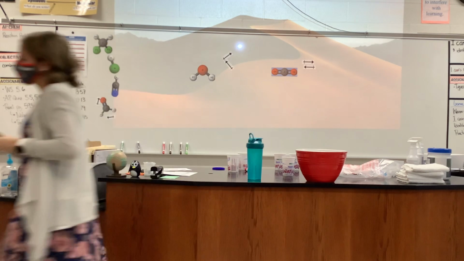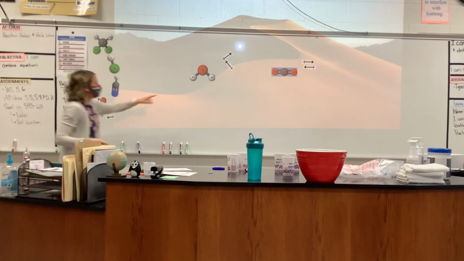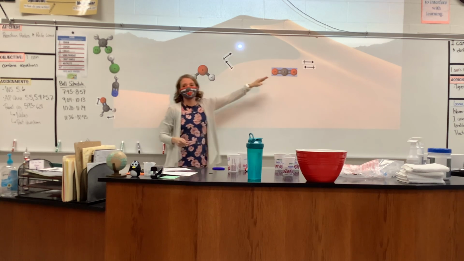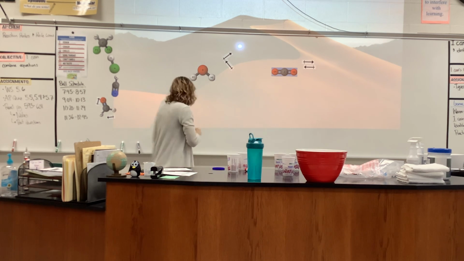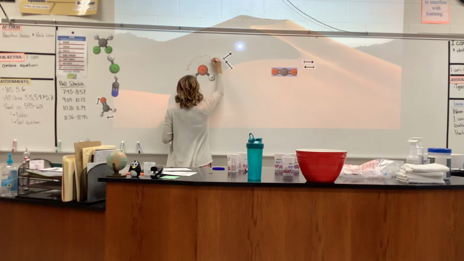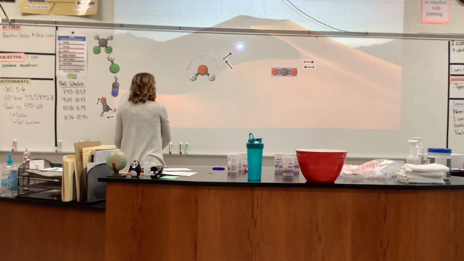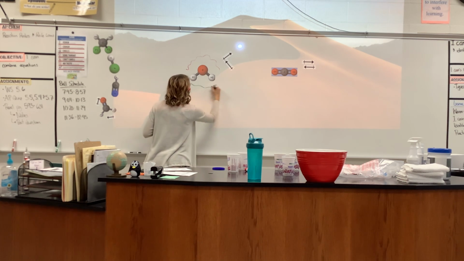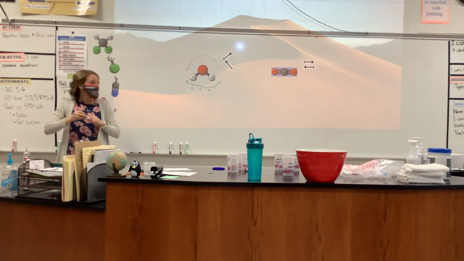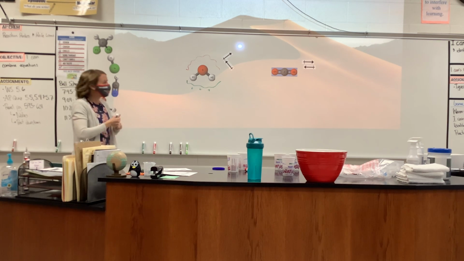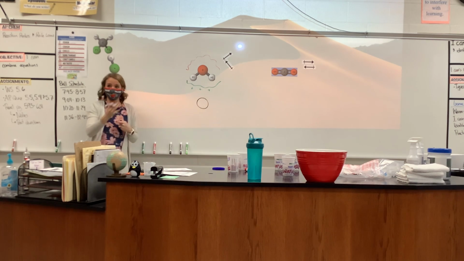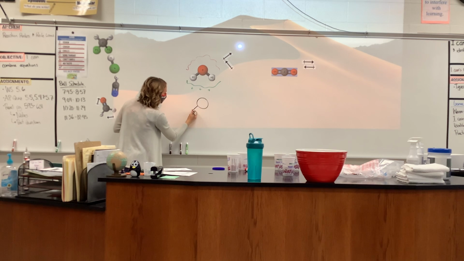Okay, give me your eyes up here, everybody. So we identified here that water is polar, carbon dioxide is non-polar. From our activity last time, we also could have colored and said, okay, this side of the molecule is negative, and this side of the molecule is going to be positive. What happens if something that is negative comes in contact with something that is positive?